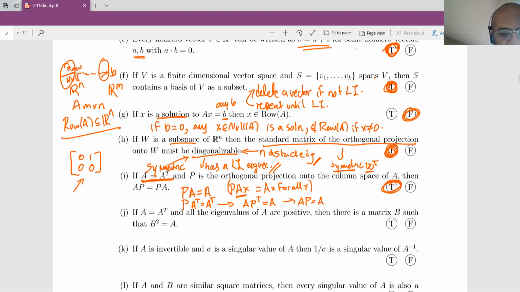Here's a more conceptual and maybe not as slick way to do it. The first one is easy. For the second one, another way to do it is to observe that P is the projection onto the column space of A transpose, right? Because A is equal to A transpose, so it's a projection on the row space, right?